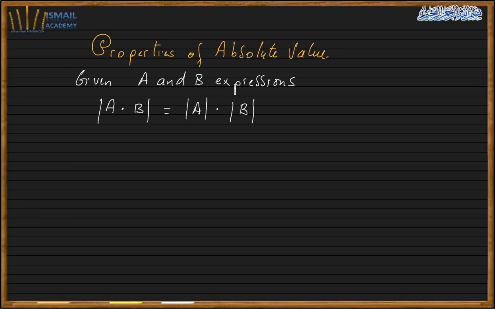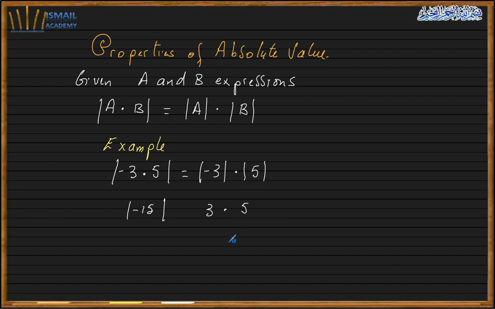So let me give you an example for this. I'm going to use numbers because numbers are known. Example: if I have the absolute value of minus 3 times 5, it is the absolute value of minus 3 times the absolute value of 5. If I keep the operation inside, minus 3 times 5 is minus 15, and here the absolute value of minus 3 is 3, the absolute value of 5 is 5. So here will give me 15, and here will give me 15. As you see, they are equal.